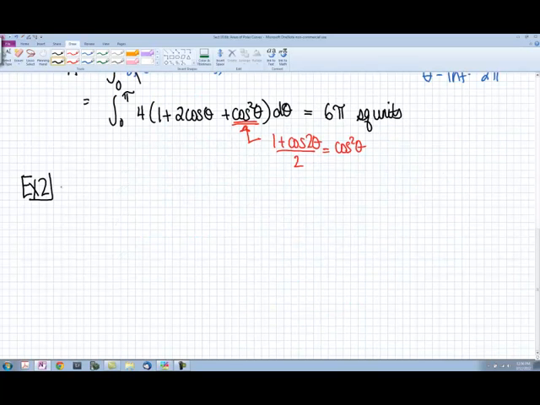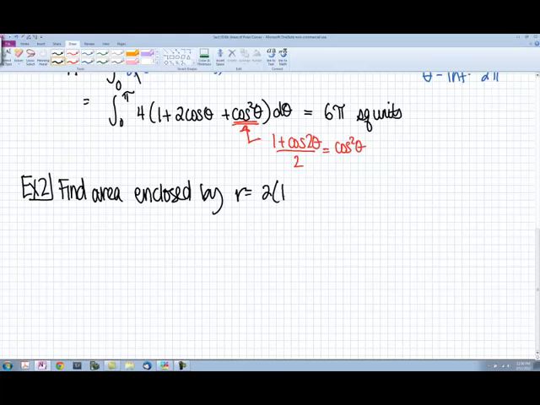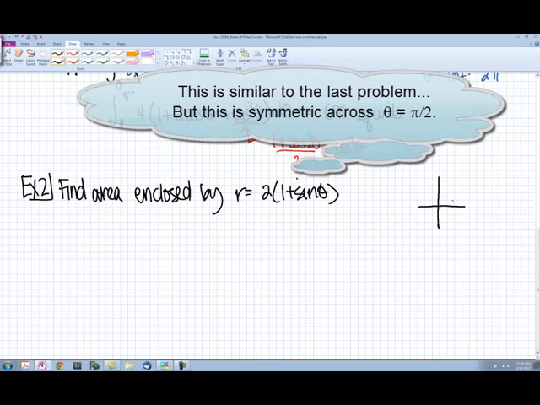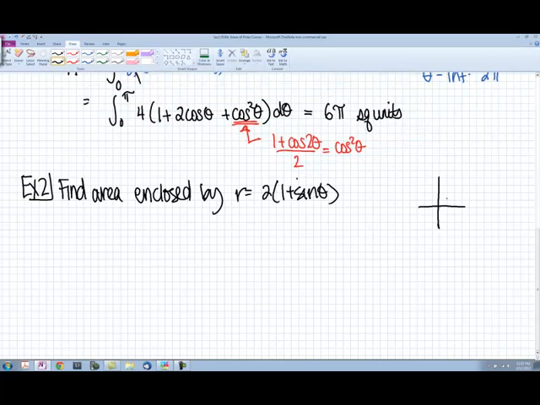Okay, example 2. I want to find the area enclosed by r equals 2 times 1 plus sine theta. So at sine pi over 2, I have 1, so 1 plus 1 is 2 times 2 makes it 4. And at sine 3 pi over 2, I get -1, so I have a 0 value. So I know that my graph is going to look like this. So be really careful here. This one is going to be when theta equals pi over 2. Down here is when theta equals 3 pi over 2.